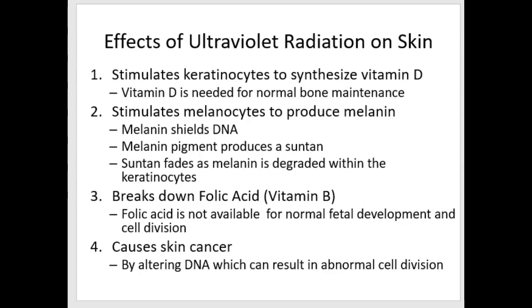The second good thing is that UV radiation stimulates the melanocytes in the skin to produce melanin. Well, that melanin shields our DNA, so the DNA in the cells won't be damaged. And of course, it produces a suntan, right? Because it's a pigment. Eventually, the suntan fades because the melanin is degraded.